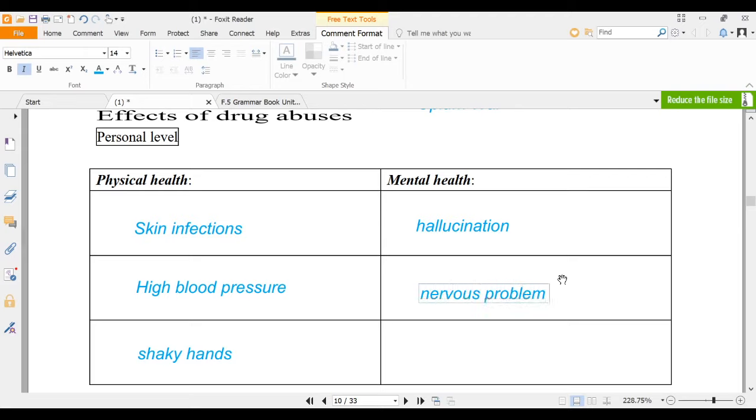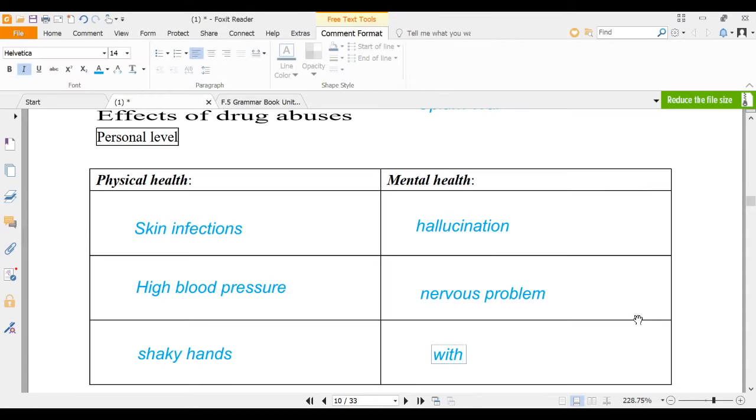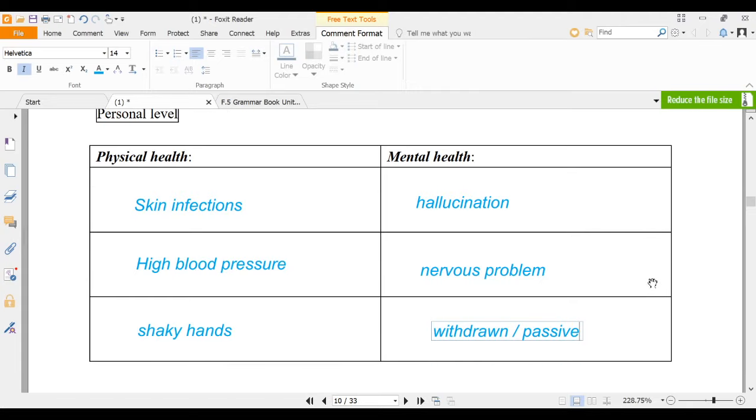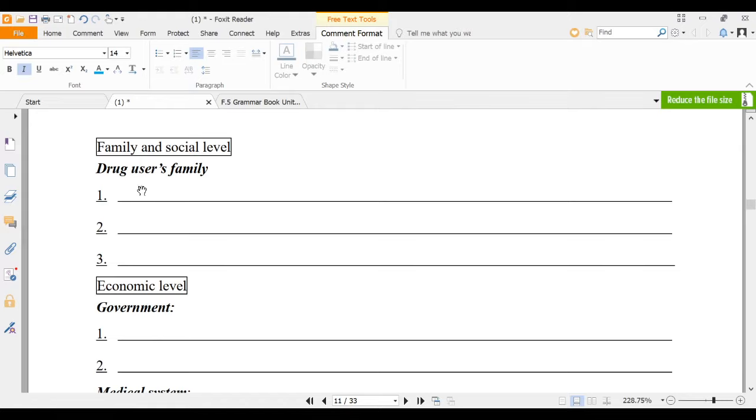This one is very big. 神經系統嘅疾病啦. Nervous problem. And then also you could get become very withdrawn, passive. 好被動啦，咩都唔想講啦，咩都唔想做啦 withdrawn. Okay, so there are not many. If I have to list them, I could use an hour. But anyway, that's enough. Oh, there are more.